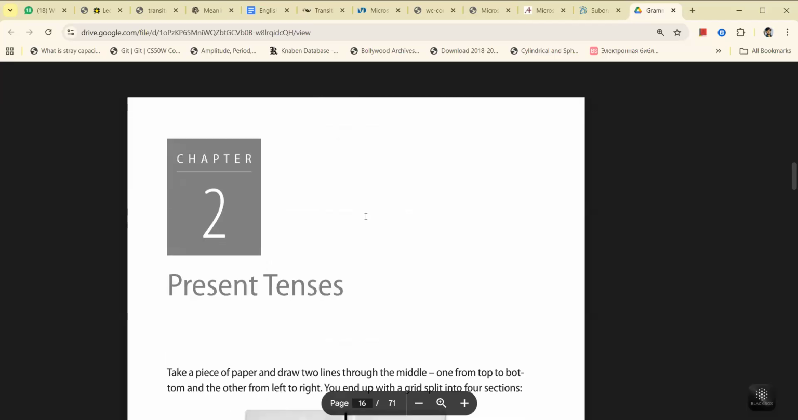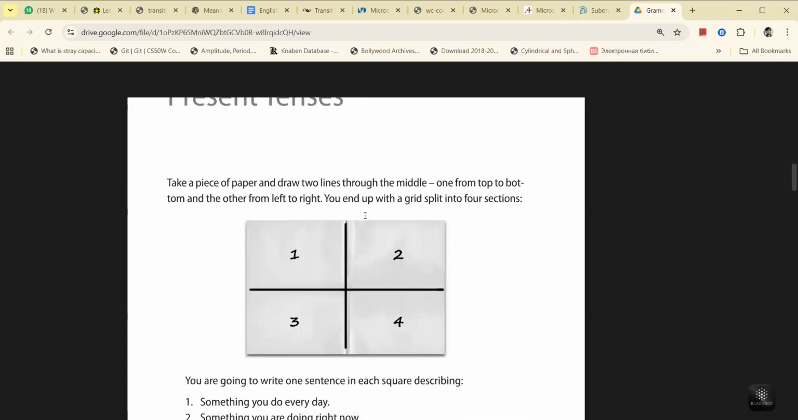Okay, let's move towards tenses, now that we understand parts of speech. If anyone has a question, you can ask. Otherwise, we will now move towards tenses.